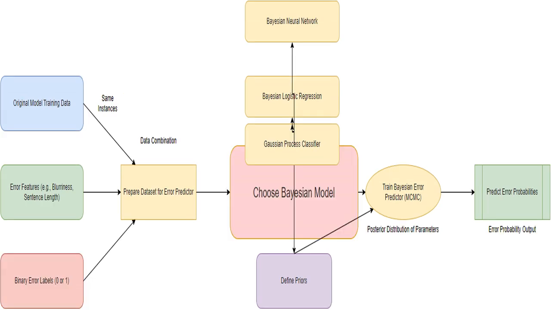Selecting the appropriate Bayesian model for predicting errors. Options include Bayesian logistic regression, Bayesian neural networks, and Gaussian process classifiers. The choice depends on the complexity and nature of relationships between error features and errors.